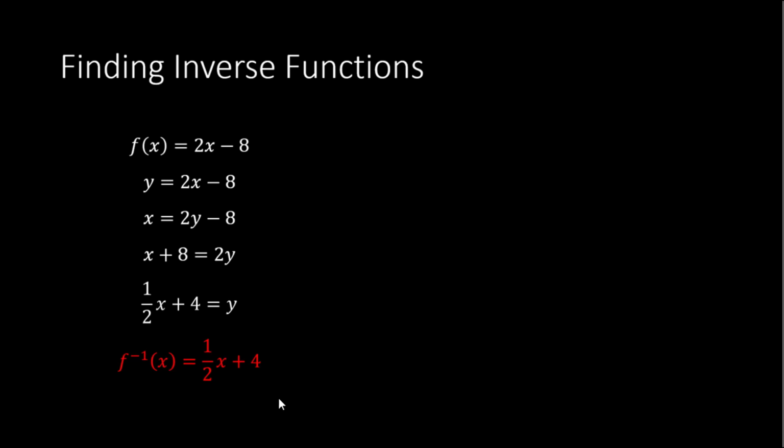And if we wanted to, we can verify that by finding the composition of f of x and f inverse of x, do it both directions, and you're going to find that it will equal x. And the other way we could verify is we can graph the line 2x minus 8, then graph the inverse, 1/2 x plus 4, and they should be a reflection of each other across the line y equals x.